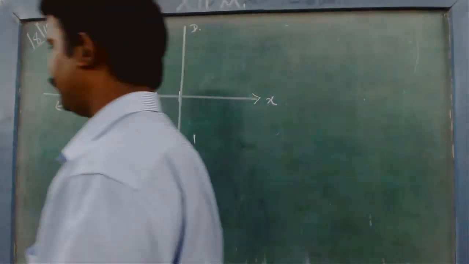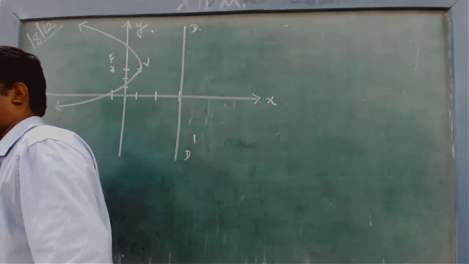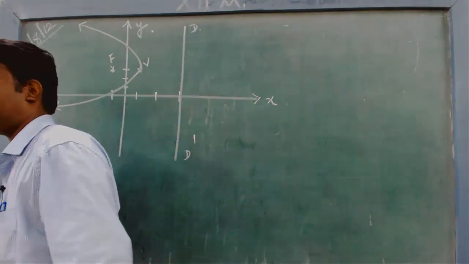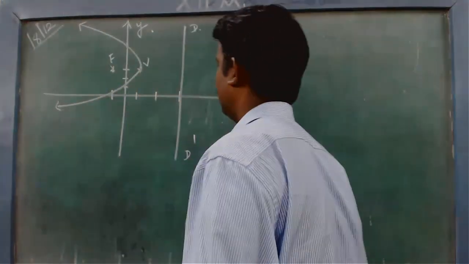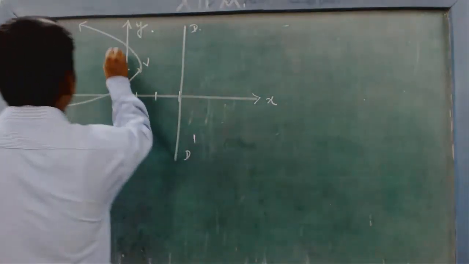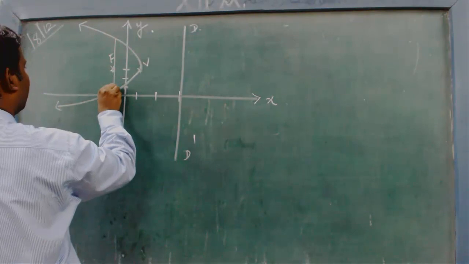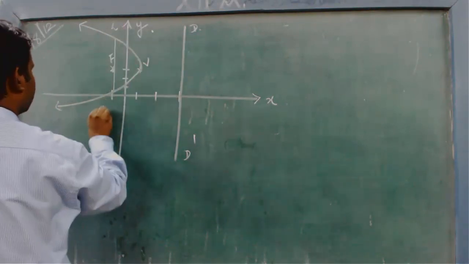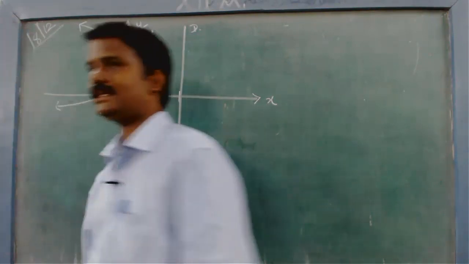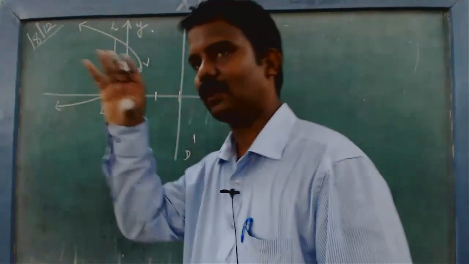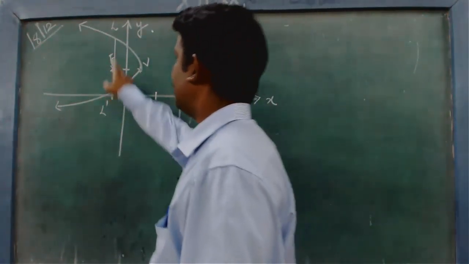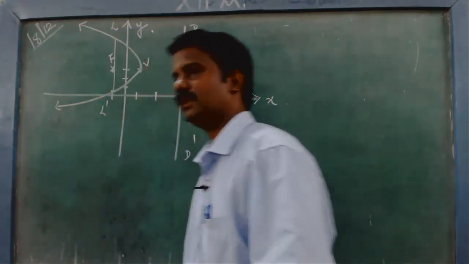And tell me what is the next one? Equation of latus rectum. What is the equation of latus rectum here? X is equal to minus 1. Where will minus 1 come? It comes at this place. This is x is equal to minus 1. When drawing the latus rectum, be careful because it is a chord. This line segment should not go outside the parabola. It must stay inside the parabola. So this is your latus rectum.